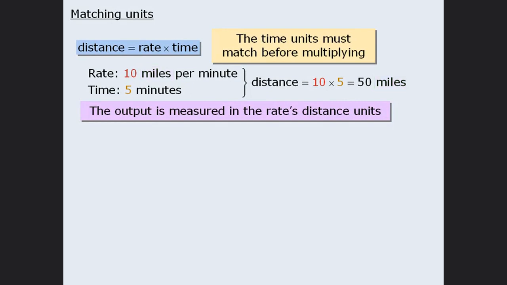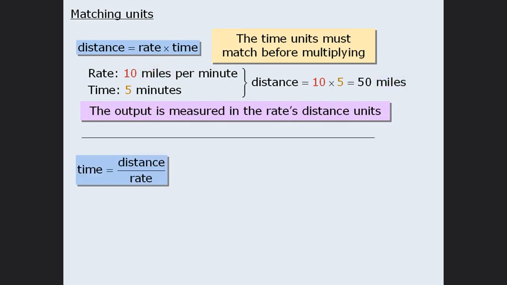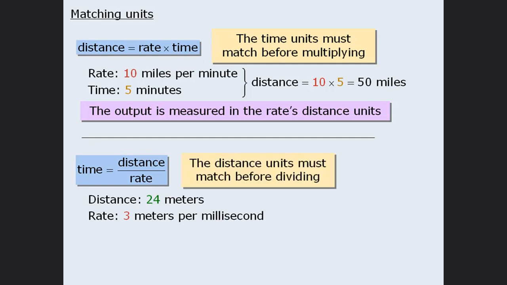Now, the requirement for matching units is pretty much the same for the time formula. Let's say that we want to know the time it takes for an object to travel 24 meters if that object is moving at a rate of 3 meters per millisecond. The time formula tells us to divide the distance by the speed. However, before we do this, we must first confirm that the distance units match. Since the distance units do match here, we can find the time by dividing 24 by 3 to get 8.